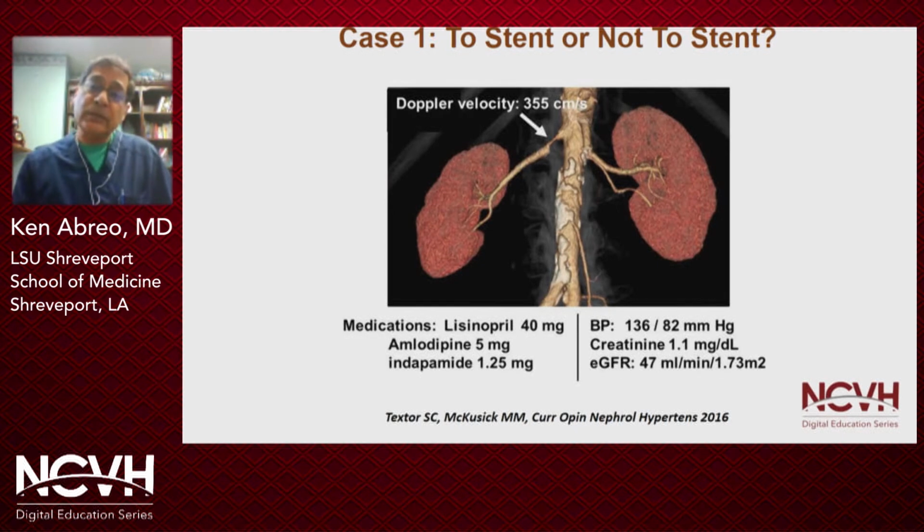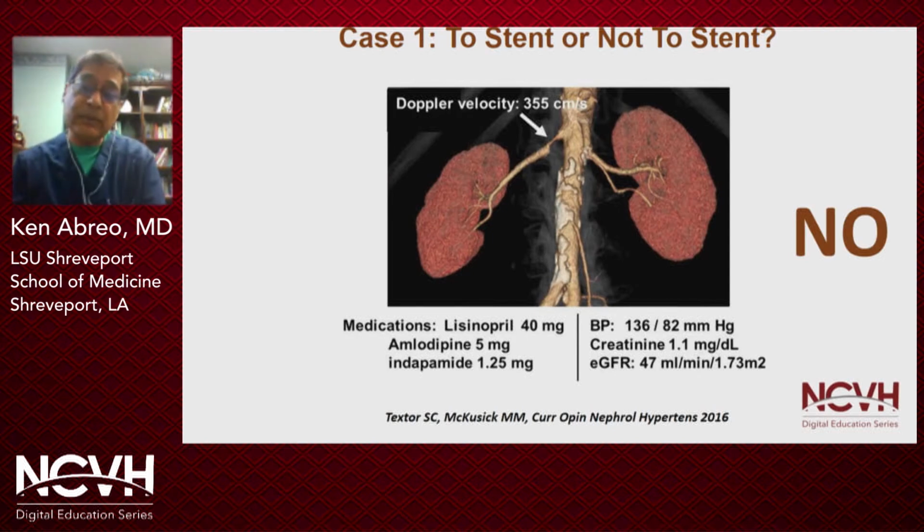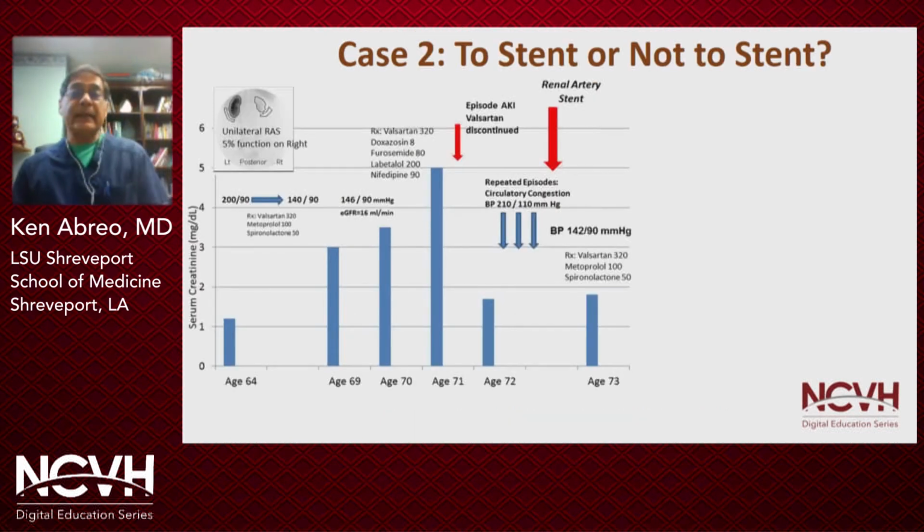And the correct answer is no. You're not going to stent this patient because the patient is doing really well, and you may actually do some harm. You will follow this patient. If the kidney function deteriorates, if the blood pressure becomes uncontrollable, at that point you may go for testing and therapy. Now here is another case, to stent or not to stent.